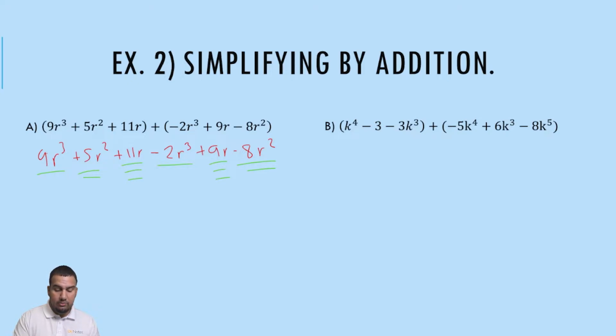So I'm going to work with 9r cubed as well as negative 2r. When I combine them, it gives me 9 minus 2, which is what? 7. Now, some people are going to be tempted to do the opposite here, but remember, you're on the same side, so just go ahead and combine like terms.